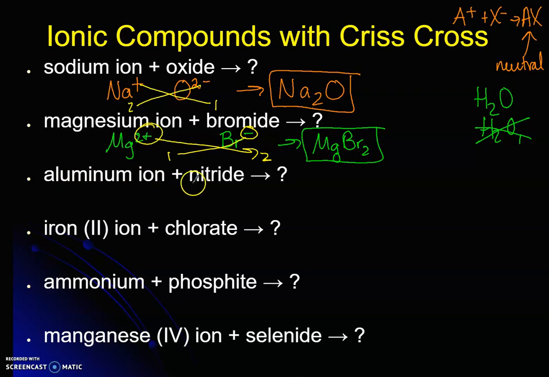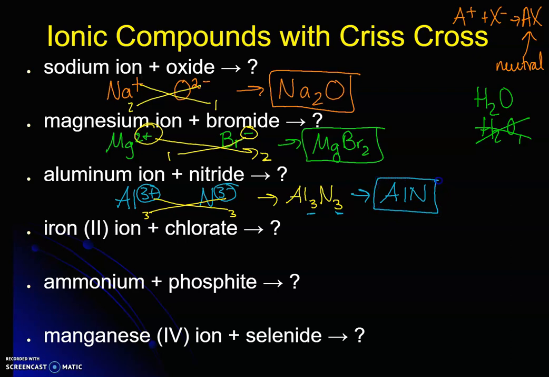All right, aluminum ion and nitride. All right, aluminum is Al3 plus. Nitride is in column 15, so that's N3 minus. So a 3 plus and a 3 minus. Ooh, if I crisscross these, I'm going to get Al3 and N3. Well, that 3 to 3 ratio can be reduced down. All right, I only need 1 of each one. So this is AlN, or Alan, as one of my cousins' names is. And that is our answer for this one.